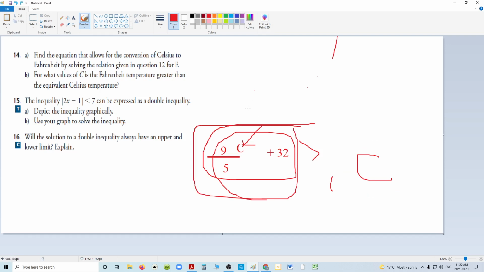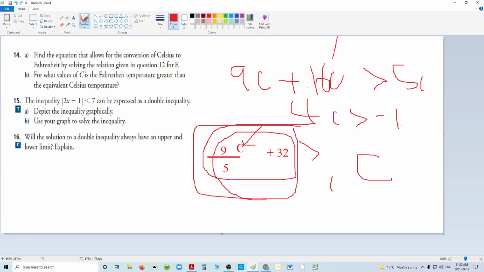So you can isolate everything. I'm going to multiply everything by 5. I get 9C plus 160 bigger than 5C. I'm going to bring the 5C over here. 4C is bigger than minus 160. So C is bigger than minus 40. Let's see if that's true.